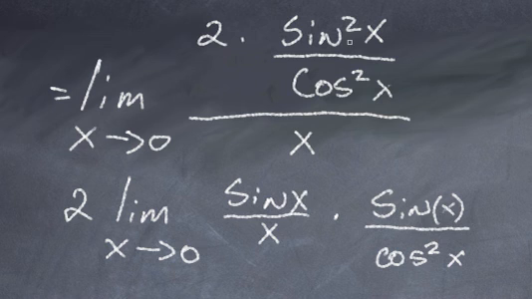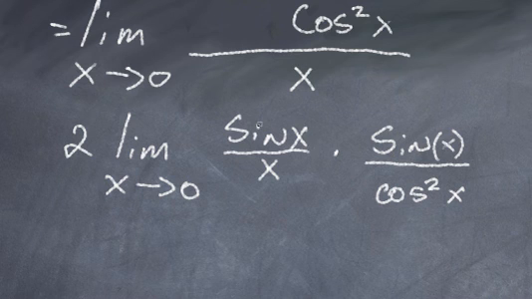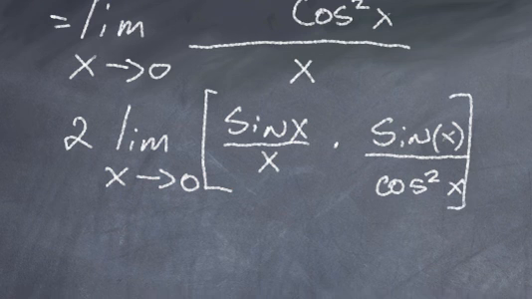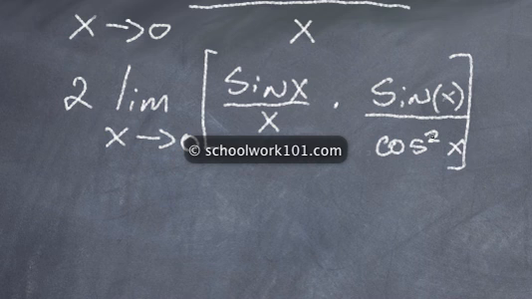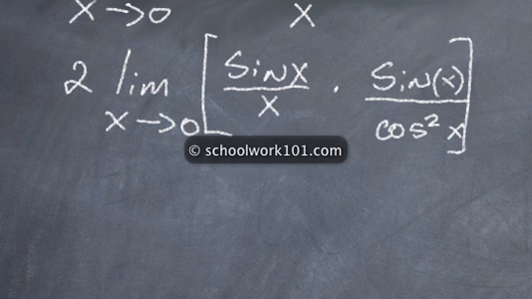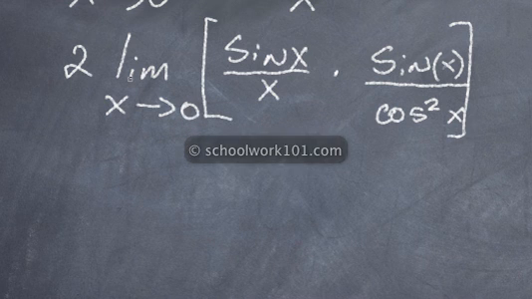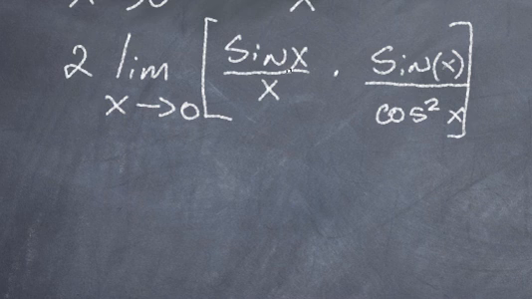So I break up the sine squared x, since there are 2 of them in the top. Here's one of them, and then here's the other. And there's my cosine squared x. And sometimes it helps to put brackets around everything. Okay. So now we can evaluate these separately.